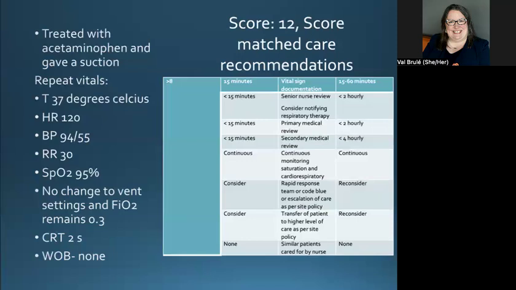In this case, you treated the patient with acetaminophen and suctioned through the tracheostomy tube. After doing this, you repeated your vital signs after a period of time. And now the temperature is 37 degrees Celsius. The heart rate is 120. Blood pressure is 94 over 55. Respiratory rate is 30. Saturations are 95%. You have no change to the ventilator settings, and your oxygen is 30%. His capillary refill time is 2 seconds, and he has no work of breathing.